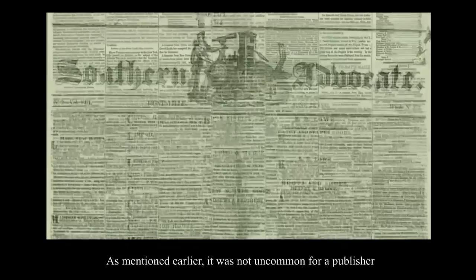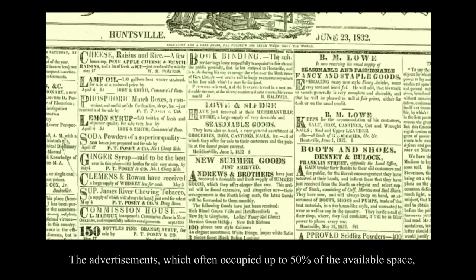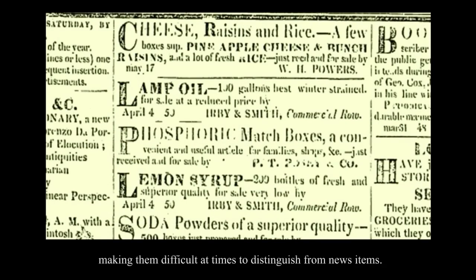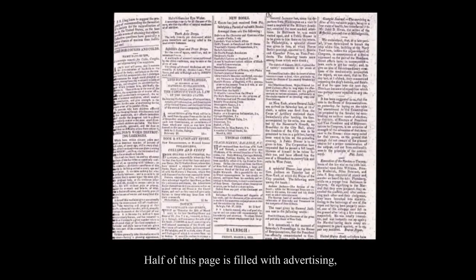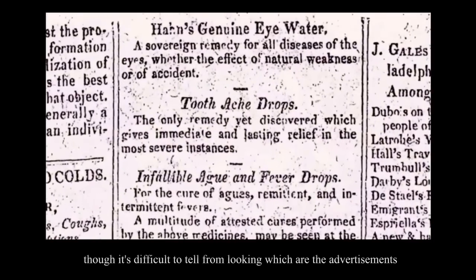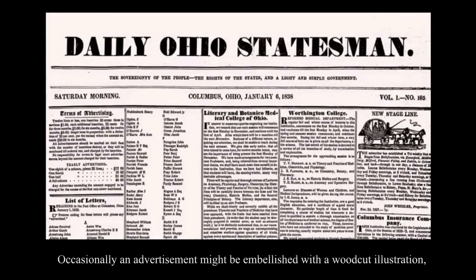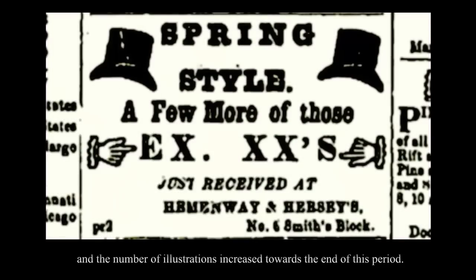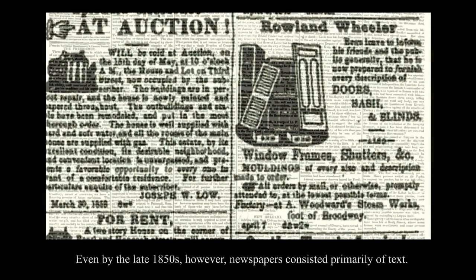As mentioned earlier, it was not uncommon for a publisher to fill the front page with advertisements. The advertisements, which often occupied up to 50% of the available space, were set in single columns with little graphic display, making them difficult at times to distinguish from news items. Half of this page is filled with advertising, though it's difficult to tell from looking which are the advertisements and which are the news stories. Occasionally, an advertisement might be embellished with a woodcut illustration, and the number of illustrations increased towards the end of this period. Even by the late 1850s, however, newspapers consisted primarily of text.